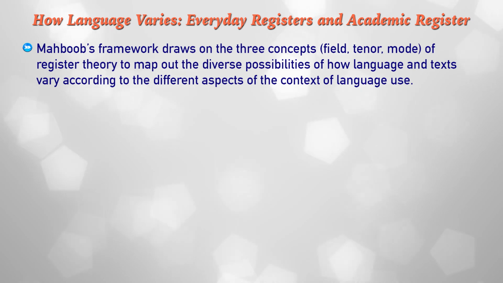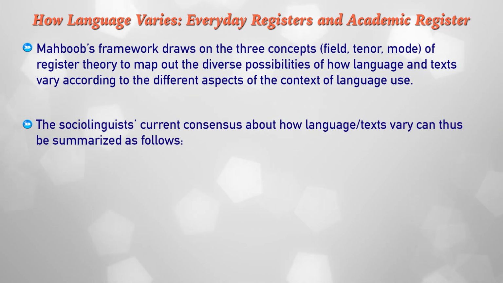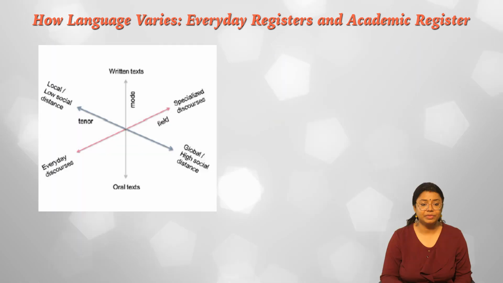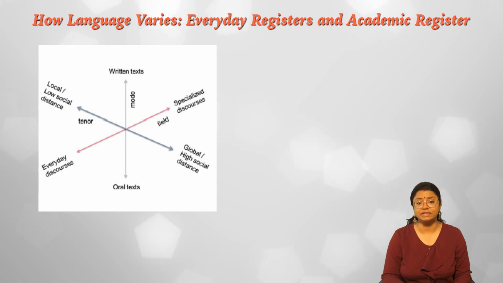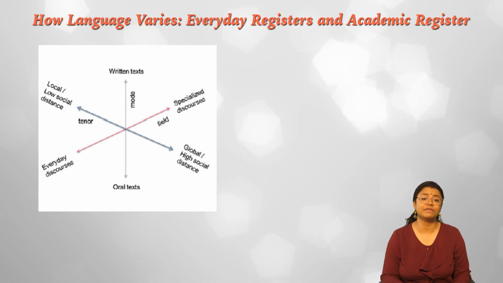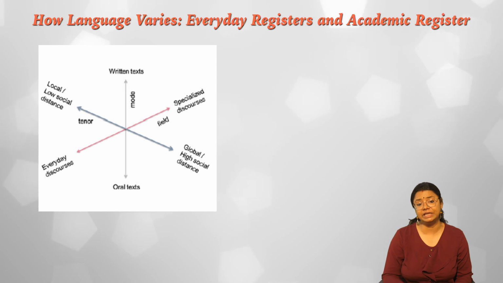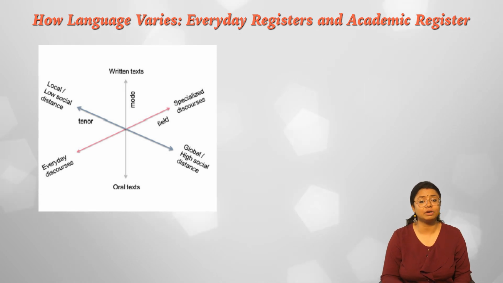Mahboob's framework draws on the three concepts field, tenor, mode of register theory to map out the diverse possibilities of how language and texts vary according to the different aspects of the context of language use. The sociolinguistic current consensus about how language and texts vary can thus be summarized as follows. In this framework, we can identify 8 different domains in which language varies depending on the combinations of different values on the 3 dimensions of field, tenor, mode of the context of communication.